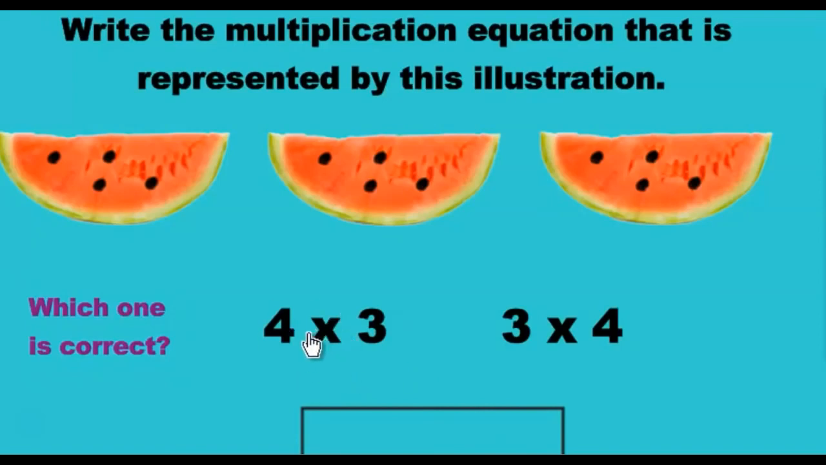Can't be this one. No! You know why the man says no? Because he sees that we got 4 groups here. It says 4 groups, but there's only 3 groups. So it has to be this one. 3 groups, and there's 4 in each one. What's the answer? Count all the seeds.